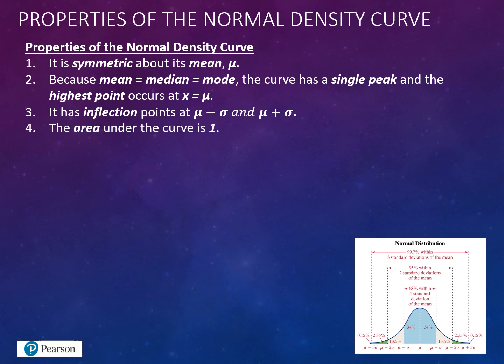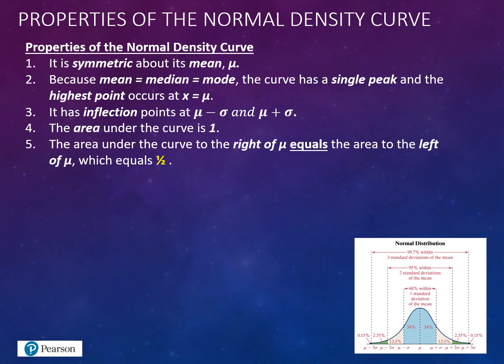The area under the curve is equal to 1. We already talked about that. The area under the curve to the right of the mean equals the area to the left of the mean, which equals, each of those areas equals 1/2. So if the mean is splitting it exactly in the middle and the whole area is 1, then on each side it has to equal 1/2, right? Because it's splitting it directly in half, literally.